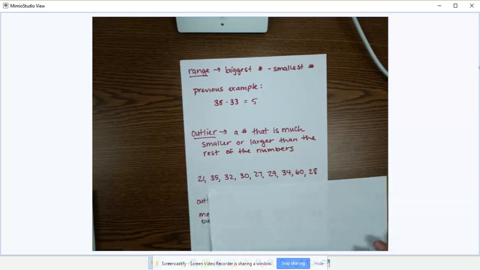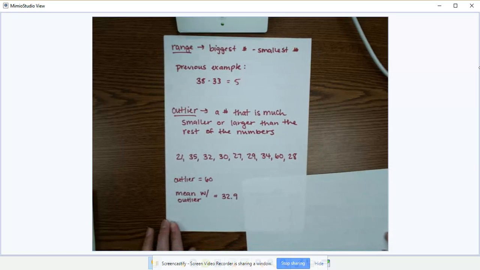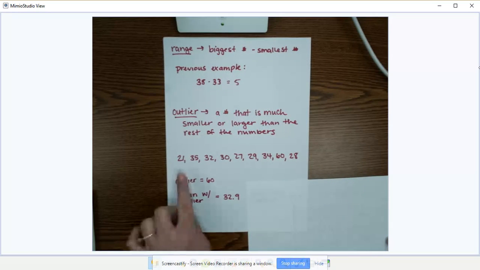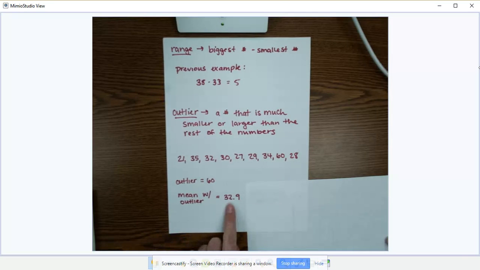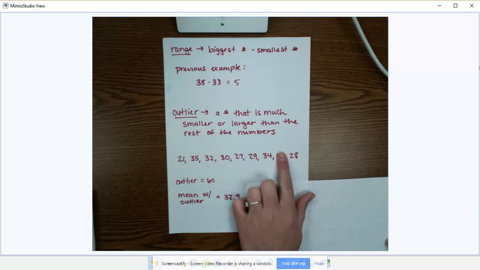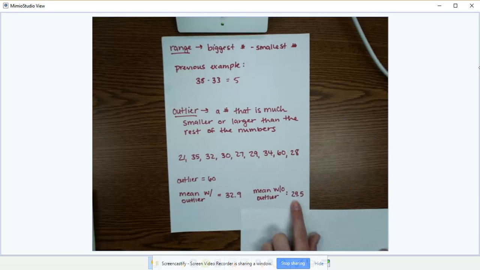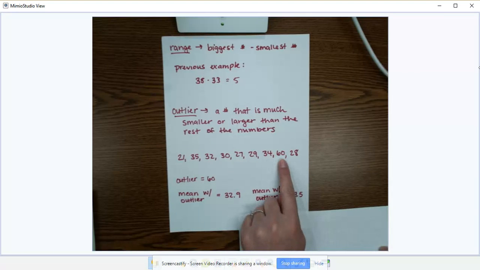So I went ahead and found the mean with the outlier included. So I added all of those up and divided by 9, and our mean is 32.9. Okay, I took 60 out and added the rest of those numbers and divided by 8, and you get 29.5. So if you have a larger number as your outlier, it will increase your mean.